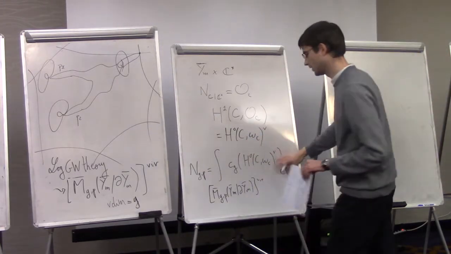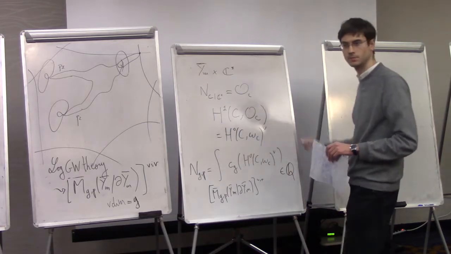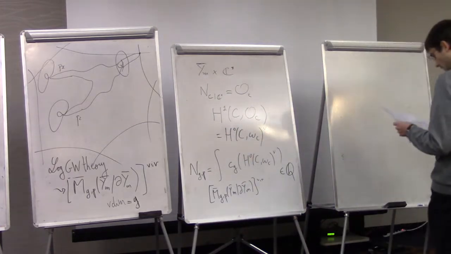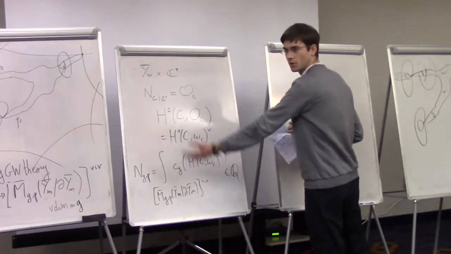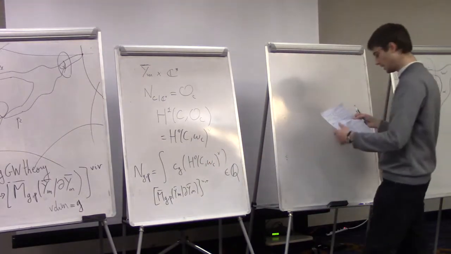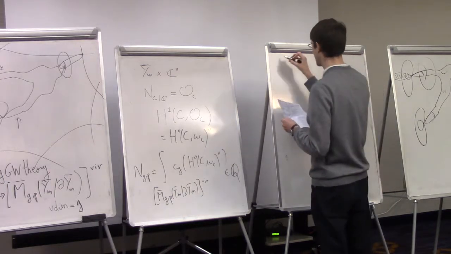Okay. So the main goal is to say something non-trivial about this collection of numbers. And the claim is that these numbers will have something to do with the quantum torus, which is an expectation. And so to make that precise, I need to talk about scattering diagrams.